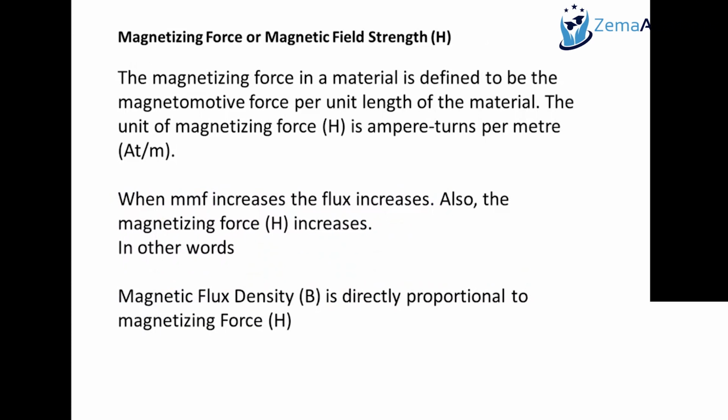magnetizing force or magnetic field strength. We represent this magnetic field strength with the letter H. And what does it mean? Well, magnetizing force in a material is defined to be the magnetomotive force per unit length of the material. The unit of the magnetizing force is ampere turns per meter. So when MMF increases, the flux increases. Also, the magnetizing force increases. In other words, the magnetic flux density is directly proportional to the magnetizing force, H.